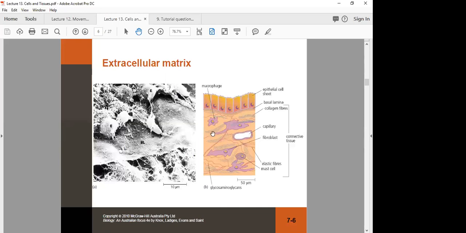But mostly we just have ECM, and we can see different types of fibres. We've got collagen fibres here, elastin fibres here, and these fibres down here are the glycosaminoglycans. So that puts it into perspective, and we can see that illustrated also to the left. BL is the basal lamina, E is the epithelial cells overlying the basal lamina, and at the bottom here we have the interstitial matrix of connective tissue.